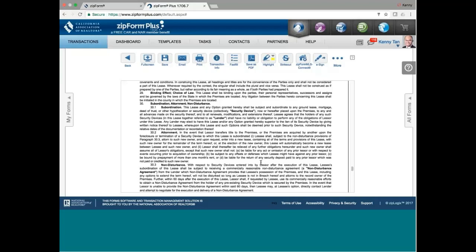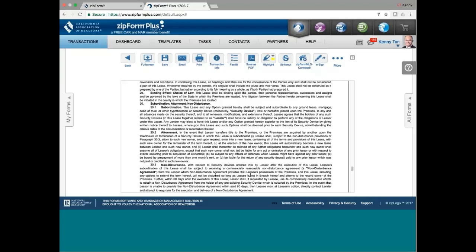It says here, with respect to security devices entered into by lessor. Security devices simply means the mortgages. Entered into by the lessor after the execution of this lease, lessee's subordination of this lease shall be subject to receiving a commercially reasonable non-disturbance agreement from the lender, which non-disturbance agreement provides that lessee's possession of the premises and this lease, including any option to extend the term hereof, will not be disturbed as long as lessee is not in breach and attorns to the record owner of the premises.